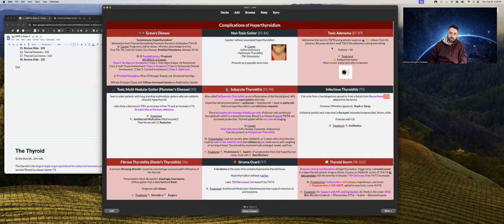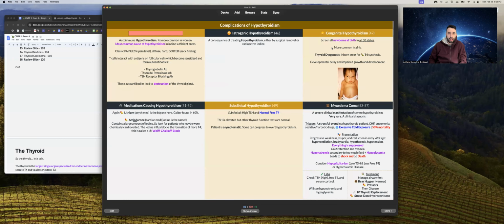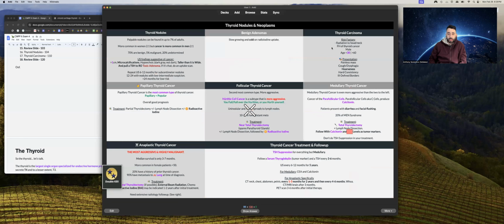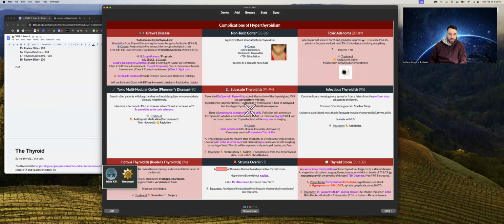Can arise from hematogenous spread, or from the piriform sinus. And this is infectious thyroiditis. Staph and strep live here. Antibiotics, and this is the fluctuant one. Complications of hypothyroidism, upper left. This is just your Hashimoto's. Follow with calcitonin and CEA for medullary thyroid cancer.